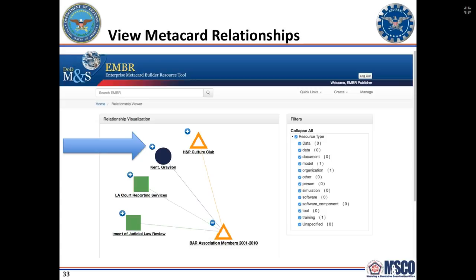There are additional visual functions built into the viewer, such as the ability to filter using the filter options on the right side of the screen. And further, selecting a blue plus sign reveals additional related cards, and it allows you as the viewer to dig deeply into the interconnections between the resources.